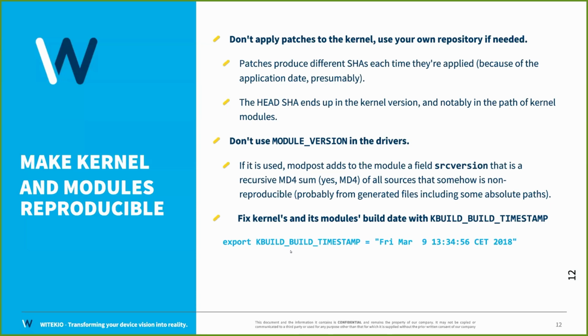And there's the variable KBUILD_BUILD_TIMESTAMP, which once again introduces a fixed build timestamp, but specifically for the kernel and its modules. It's already used by the default kernel classes for the kernel, but for external modules you add, it may need to be specified explicitly.